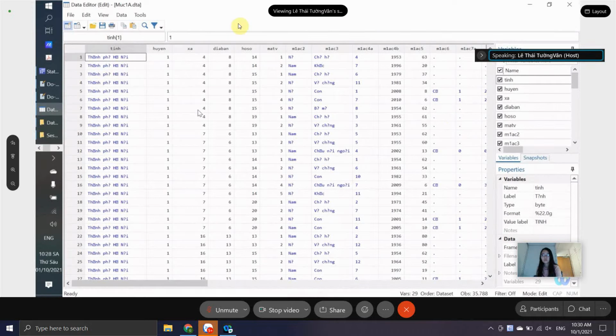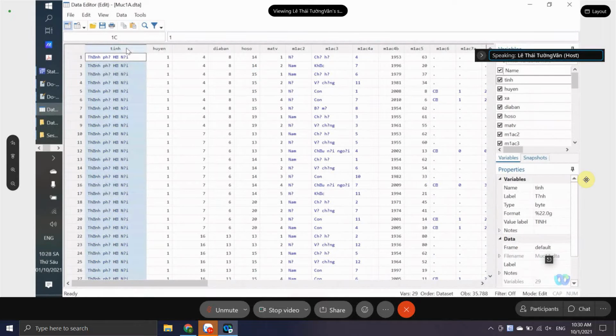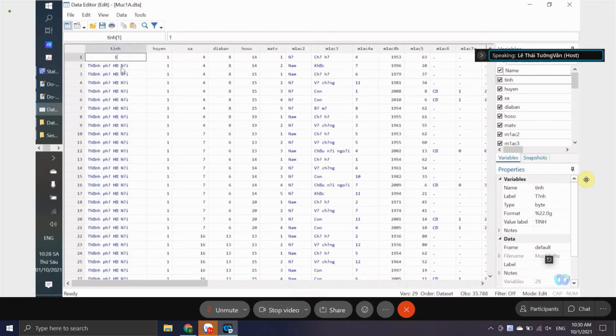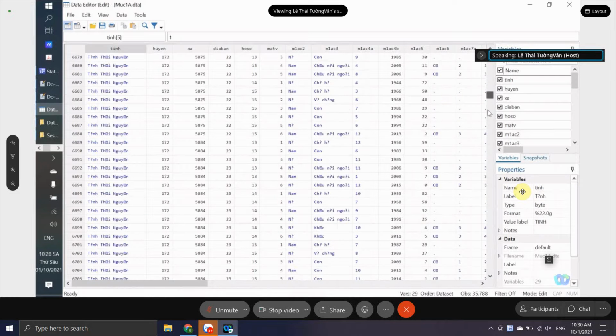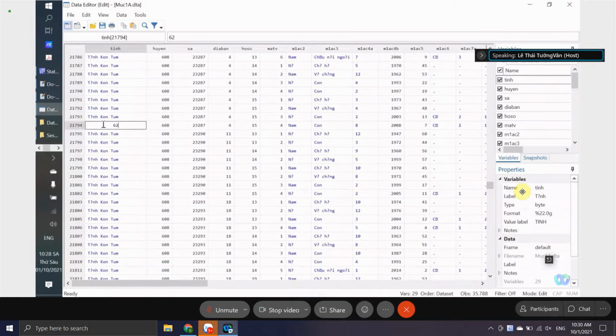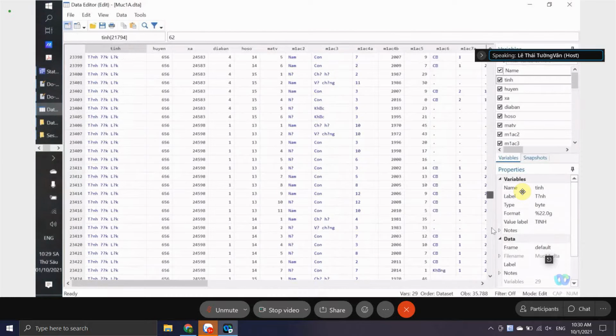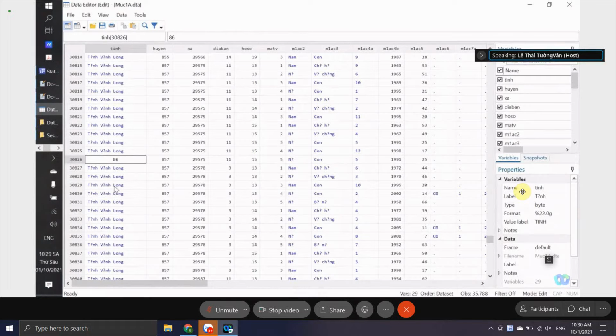Okay, ready? Yes. Now we will have a look at the first column, which records information about the province. So number 1 is Hanoi. It's just a convention. Hanoi is not number 1 in many senses. And then Kon Tum is number 62. Vĩnh Long is number 86.